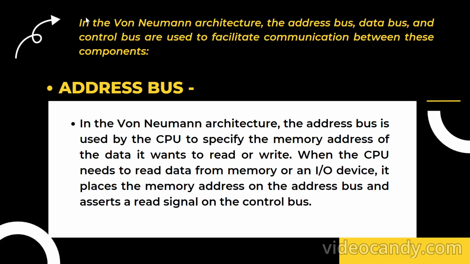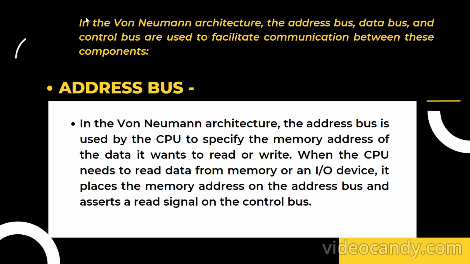In the von Neumann architecture, the address bus, data bus, and the control bus are used to facilitate communication between these components. Address bus. In the von Neumann architecture, the address bus is used by the CPU to specify the memory address of the data it wants to read or write.